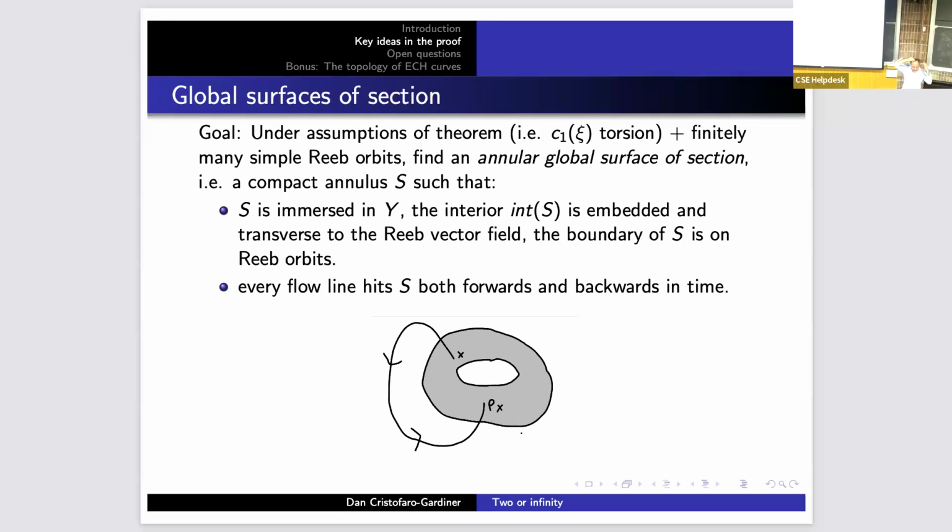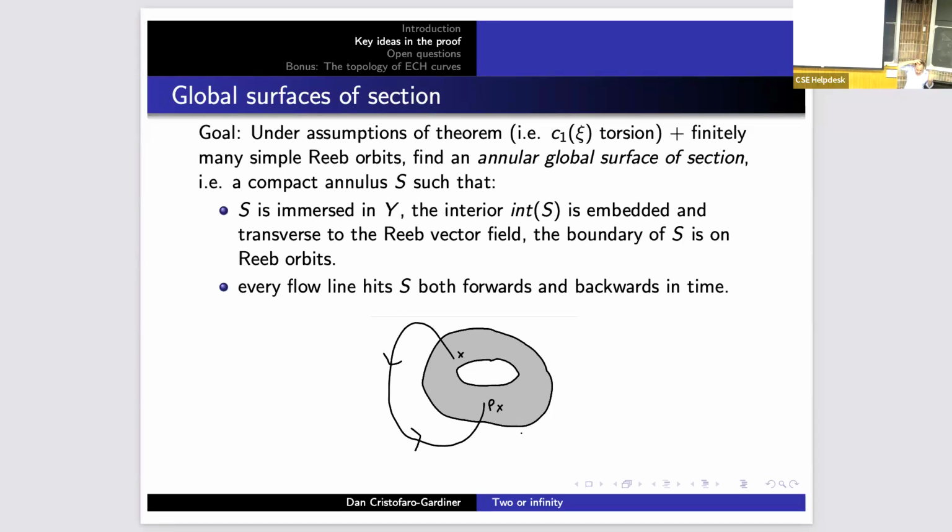Let me say a little bit more just to walk you through it. I'm looking for an annulus in my three manifold. The interior of the annulus is going to be embedded. The thing is going to be immersed. And the key point is that every single flow line is going to hit the annulus both forwards and backwards in time. This is living in the three manifold, and you should be thinking of the Reeb vector field as transverse to it everywhere except at the boundary, and the boundary are actually going to be Reeb orbits.